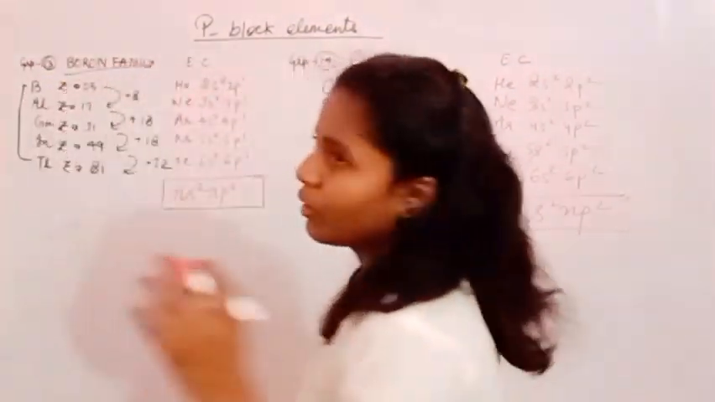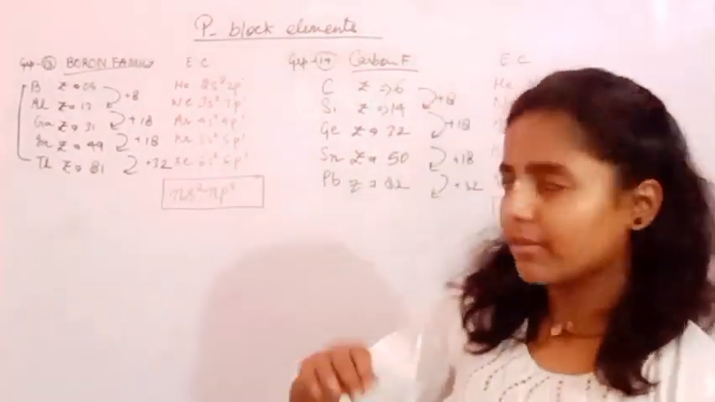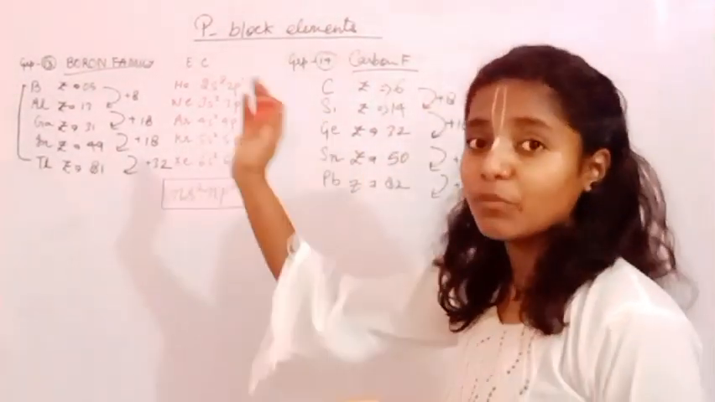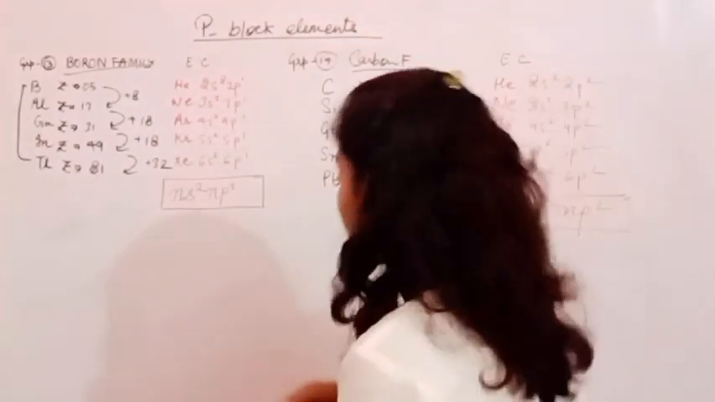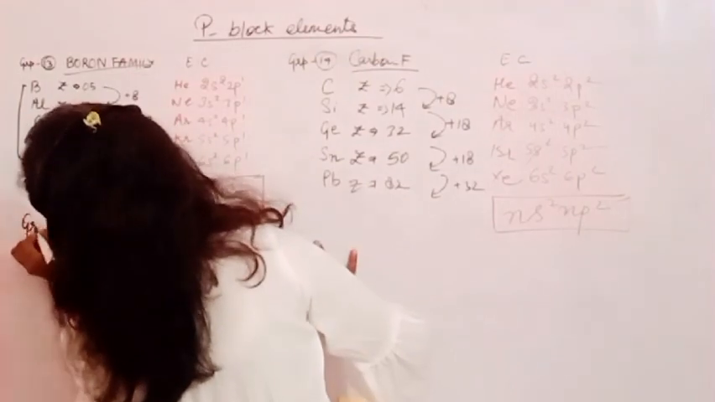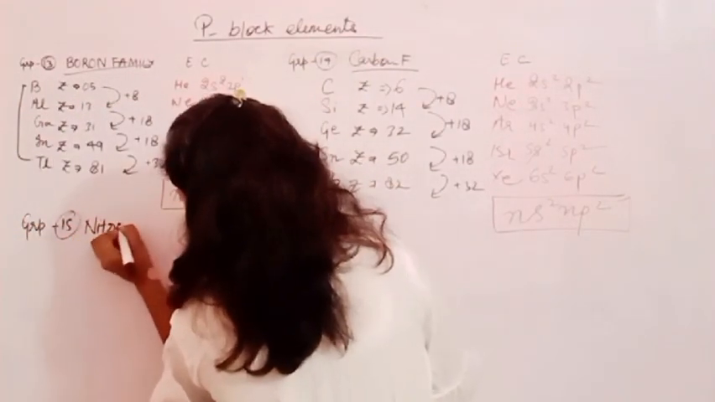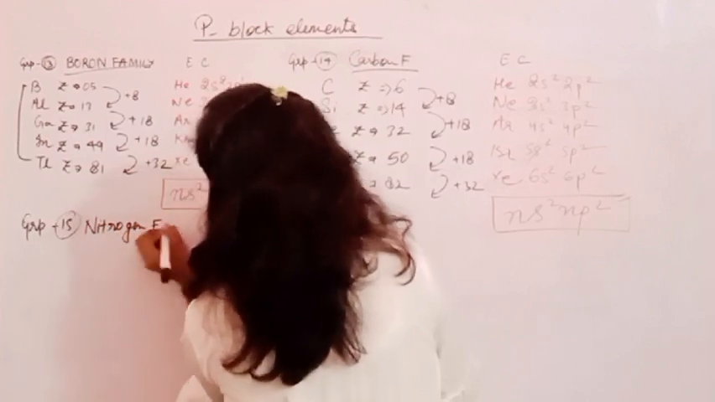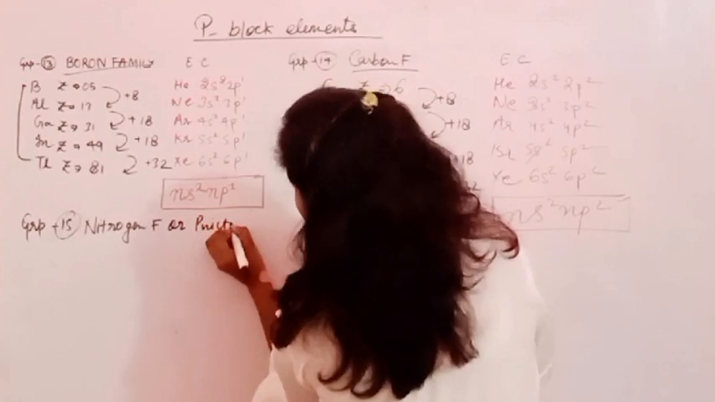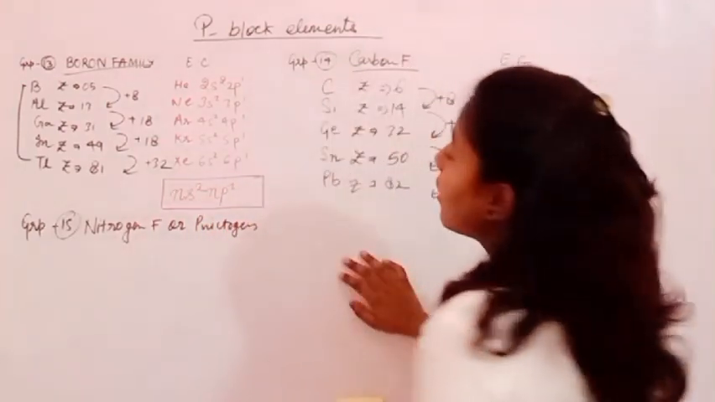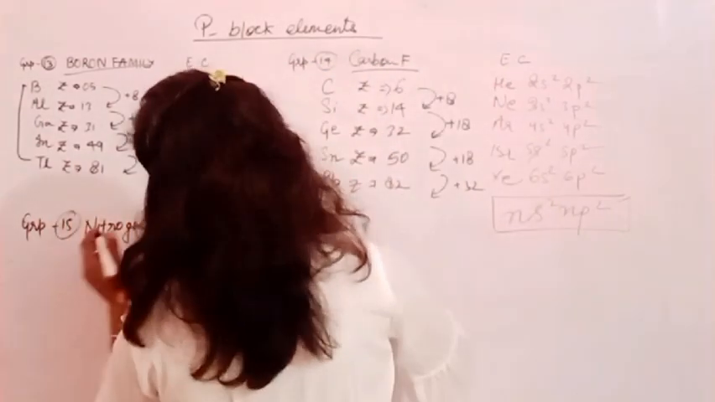And talking about what you are waiting for, the properties of the p block elements, we will be discussing them after we discuss the groups from 13 to 18. Now let's talk about group number 15, which is the nitrogen family, or pnictogens. Now let us start with the nitrogen family.